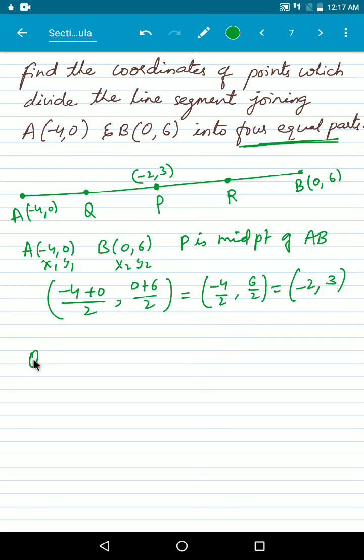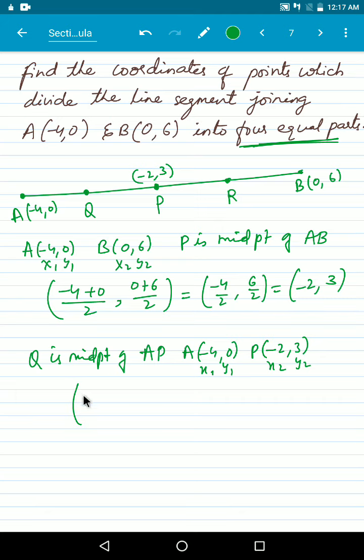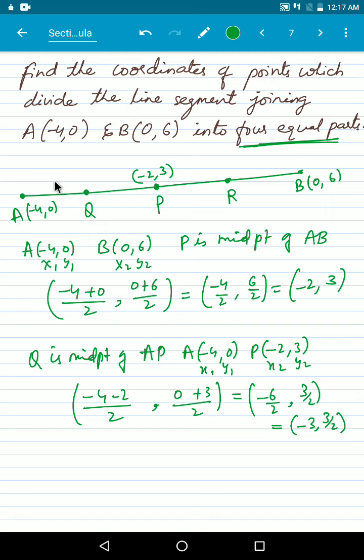Okay, let us find the value of Q. Q is the midpoint of AP now, right? So A is -4 comma 0 and P is -2 comma 3. This one will be x1 y1, this one will be x2 y2. So again, addition of x values, -4 minus 2 divided by 2, 0 plus 3 divided by 2. This will give us -6 by 2, 3 by 2, or -3 comma 3 by 2. So Q is -3 comma 3 by 2.